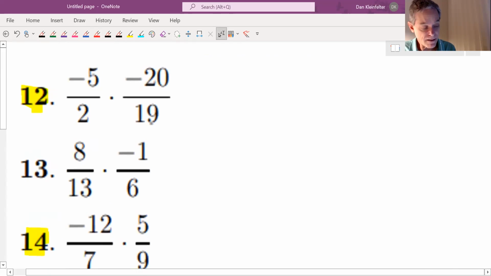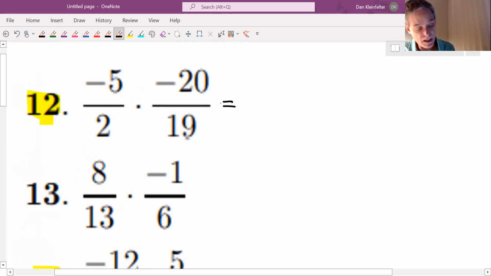Okay, so let's start in with number 12 first. So what can be done? Well, 5 and 20, no, I can't do anything with that because they're both on top. I need something on the top and something on the bottom. The negative 20 and 2 have a common factor of 2, which can be divided out. That will leave a 1 in the denominator and a negative 10 in the numerator. And it looks like that's all that can be done. So negative across tops, we have negative 5 times negative 10, which is positive 50. Down below, 1 times 19 is 19.